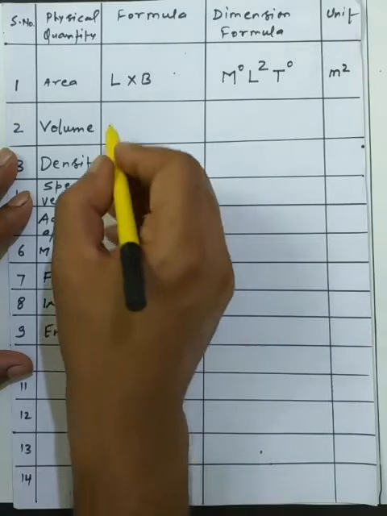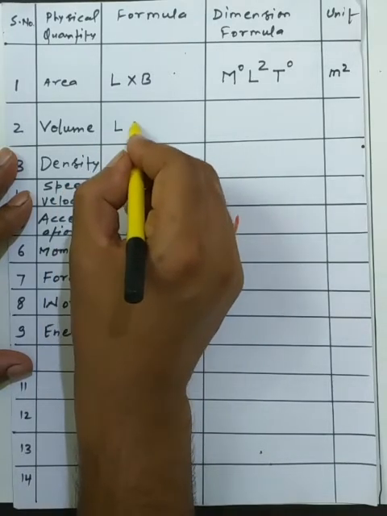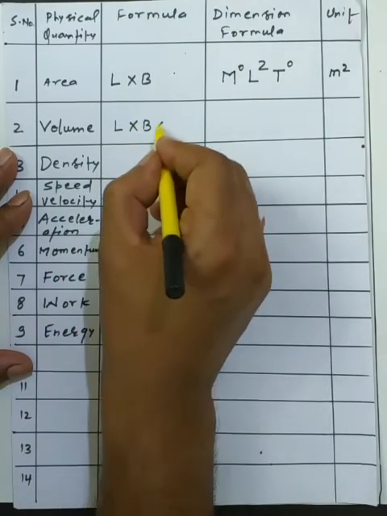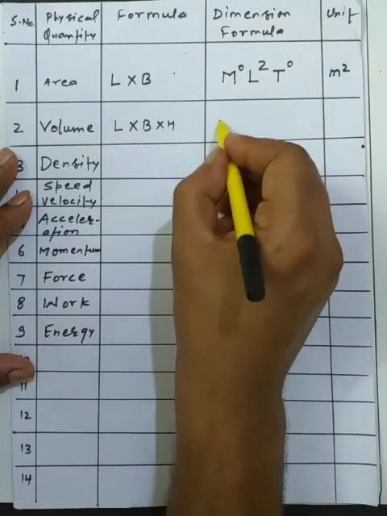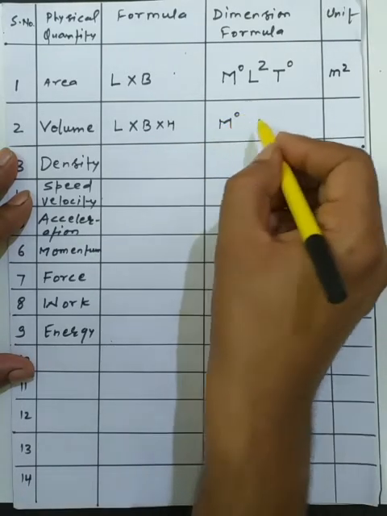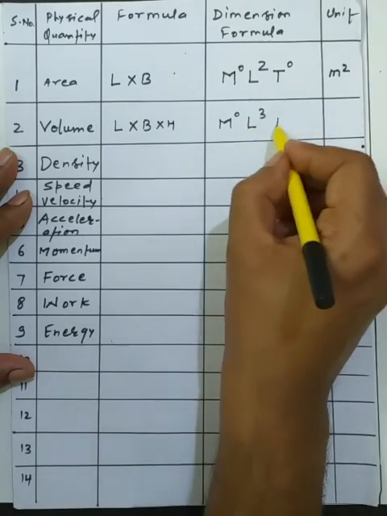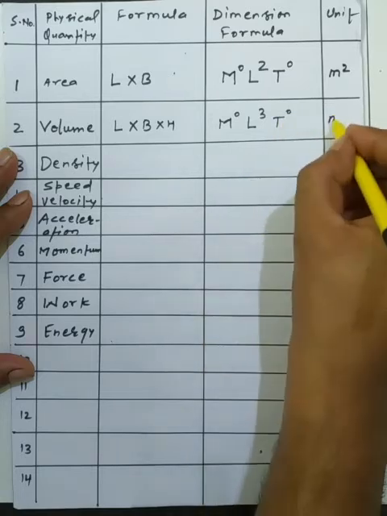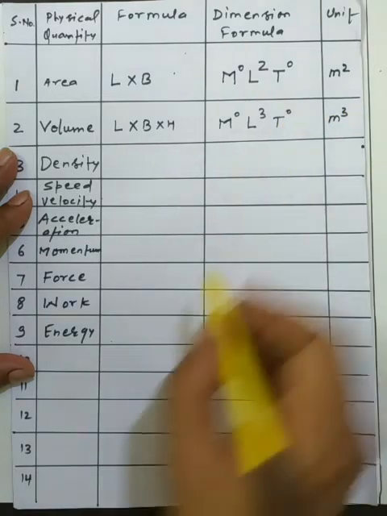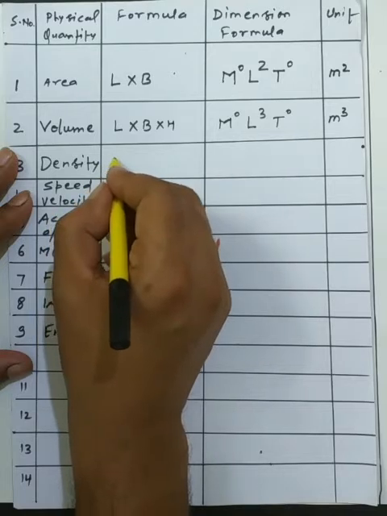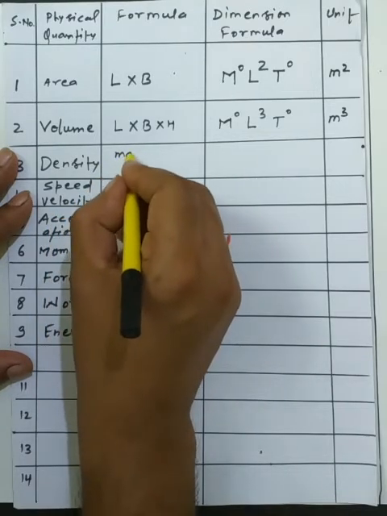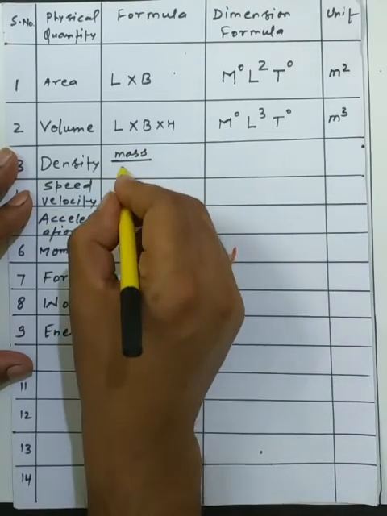Next is volume, and volume is equal to length into breadth into height. So 3 times the length is coming, so easily we can write the formula M0 L3 T0, and the unit is meter cube. Now density: we have the formula, density is equal to mass upon volume.